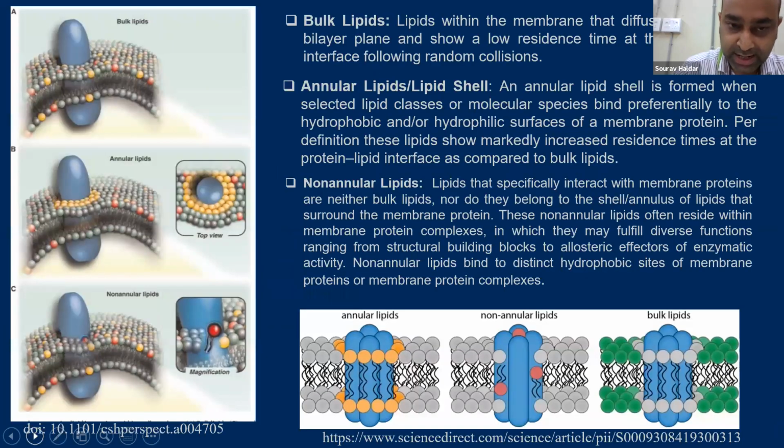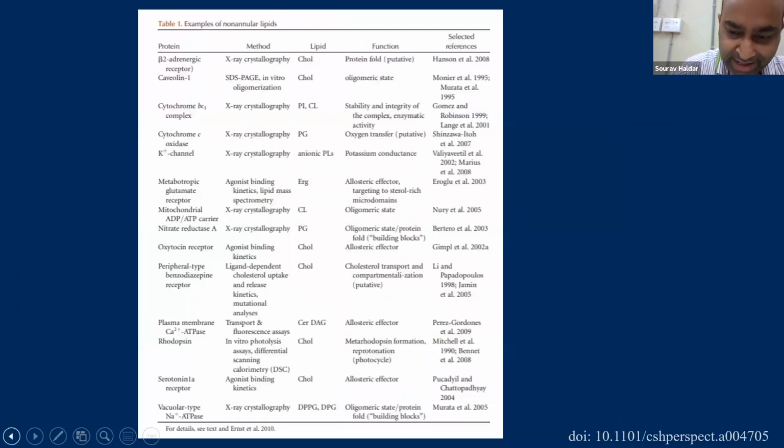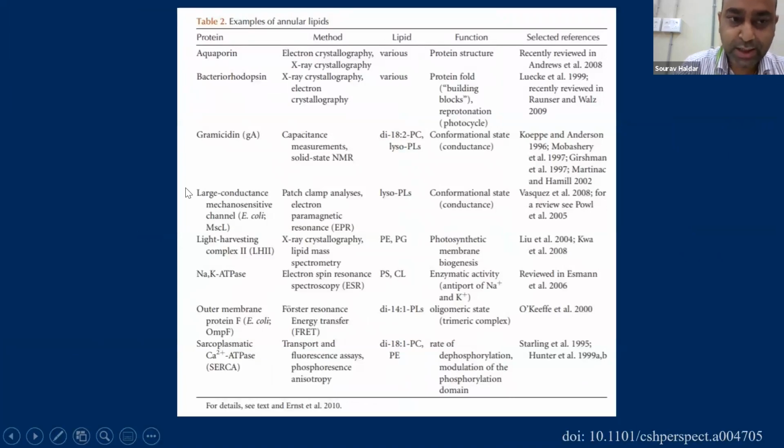So I explained that. Although I gave you the example of non-annular lipid, here I have two lists which depict the examples that have been found in the literature where the annular lipids have been identified: aquaporin, daunorubicin, gramicidin. Gramicidin is a fairly small ion channel. And there are methods that have been used to identify the category of lipid, whether they are bulk lipid, annular lipid, or non-annular lipid.